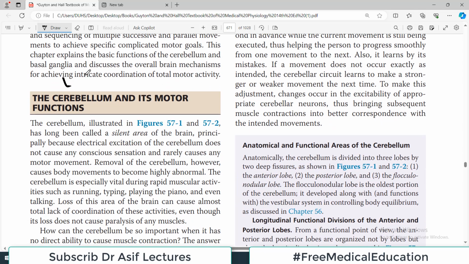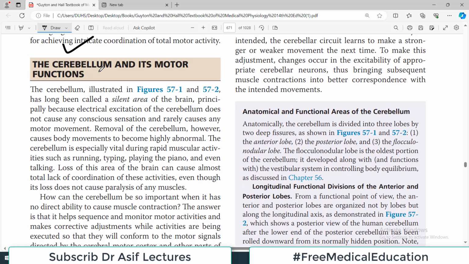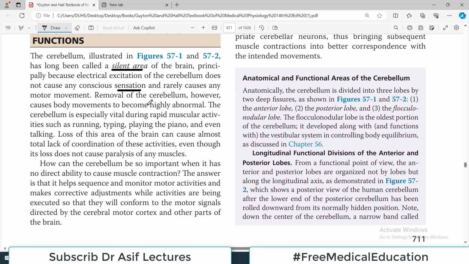Now let's begin with the cerebellum first and then we'll talk about the basal ganglia. The cerebellum has long been called a silent area of the brain, principally because excitation of the cerebellum does not cause any conscious sensation. So it was thought that perhaps it does not perform an important function. Even today we don't know the function of many parts of the brain properly. In fact, I say with great authority that we don't know the full function of even the cerebellum. But now we know a few bits about the cerebellum.